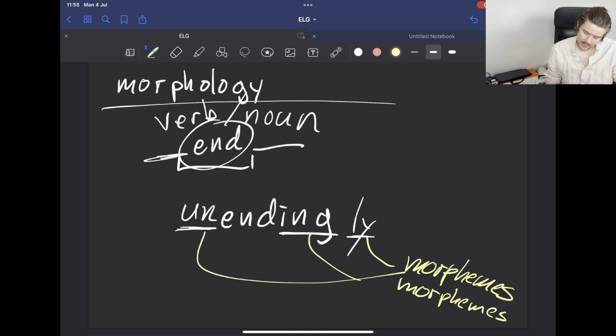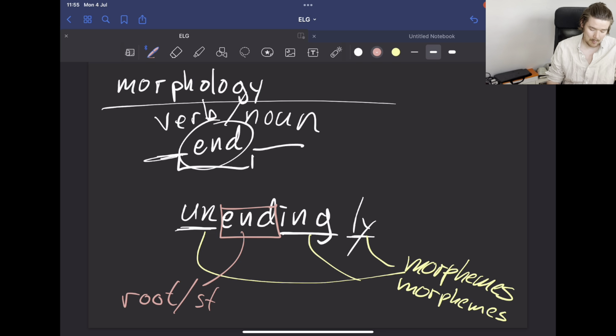I am writing like a doctor today. When a word has been stripped of all of its morphemes, we are left with something called the root or the stem of the word. Okay, so that's the basics.